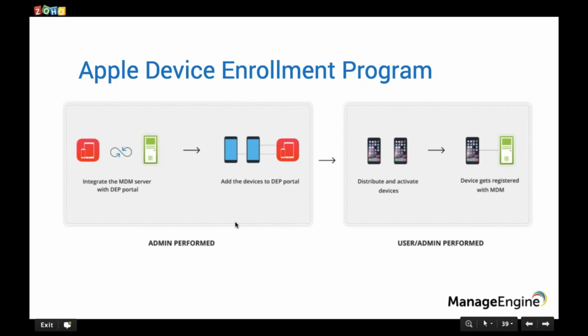So once these steps are performed, the next step is to activate the devices. So when the device gets activated, it will contact the DEP portal for the server details. So this DEP portal will provide these server details to the devices, and it will get registered with MDM. So the devices can be activated either by the administrator or by the user himself. So let's see how we perform this enrollment method.